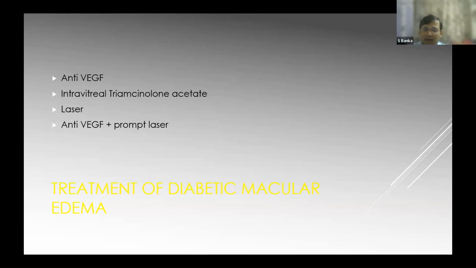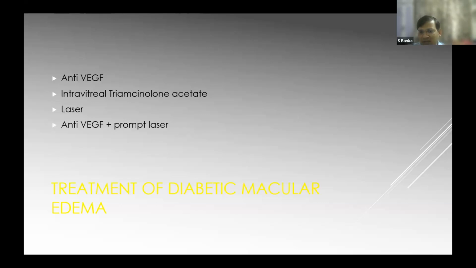Another intravitreal agent is the steroid triamcinolone acetate, which, when given intravitreally, can also help in decreasing diabetic macular edema, but nowadays it is not the first choice drug. Before the advent of anti-VEGF, triamcinolone was the first choice drug, but it has some inherent complications or chances of side effects, like cataract because of the steroid, or glaucoma because of the steroid. So in the pecking order, it has now become the second drug of choice for intravitreal injections.